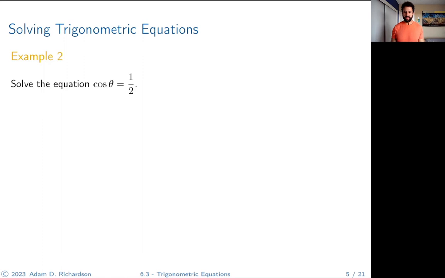All right, now let's do this one. Solve the equation cosine theta equals 1/2. Think about this one on your own for a minute, and then we'll do it together.